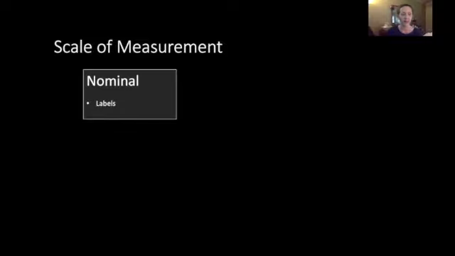That means that these numbers just serve as labels. You could think about things like having different groups, and you label them group 1, group 2, group 3, and group 4. They may not come in any specific order, but you need a way to refer to them. And nominal data lets us do that.